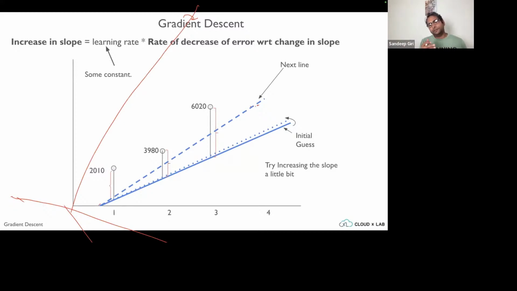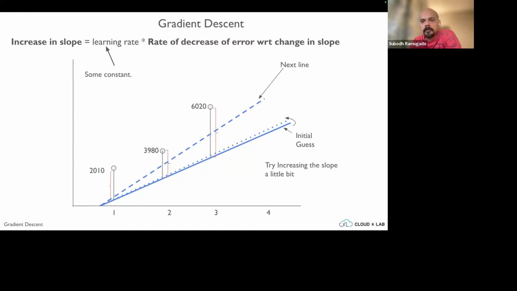But then why, Sandeep, would we change the learning rate? Because if the rate of decrease of error with respect to change in slope is negative, which means the error is increasing, then the increase in slope will become negative. That means it should be a decrease in slope. So why would we change the learning rate in that case?